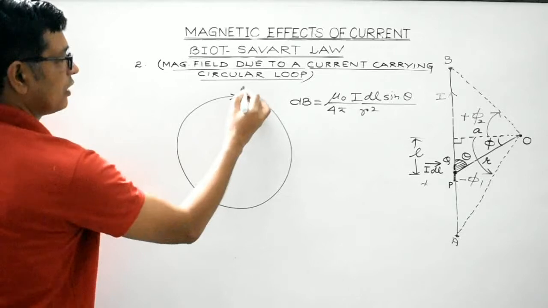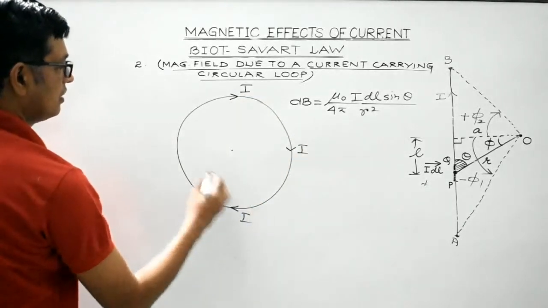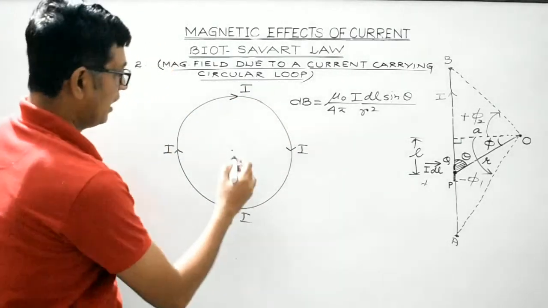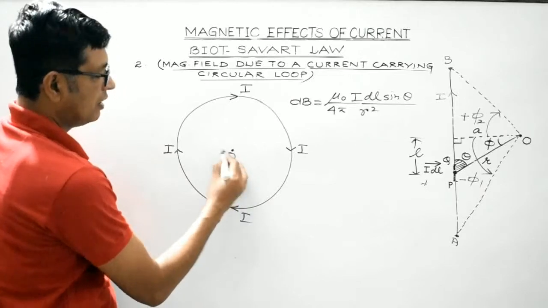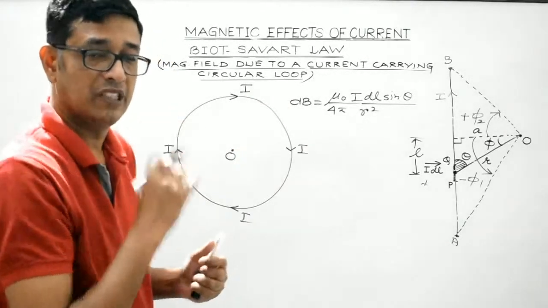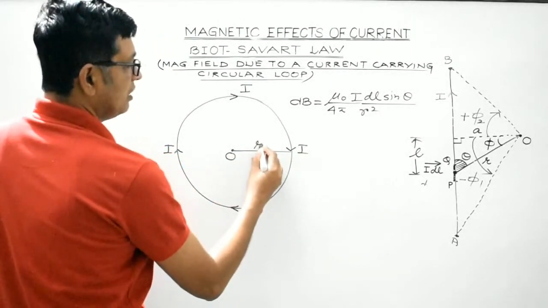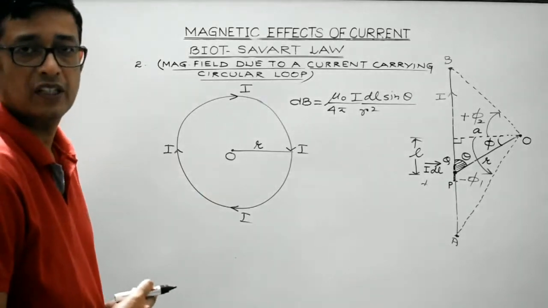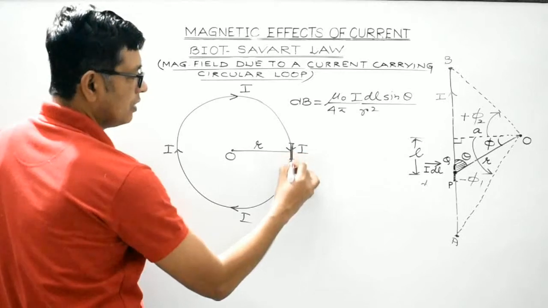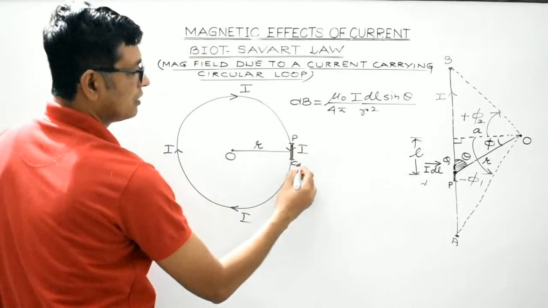Suppose current is flowing in the clockwise direction. This is the direction of flow of current. And this loop consists of a single turn and let O be the center where the magnetic field due to this current carrying loop is to be determined. And also suppose R be the radius of the loop under consideration. Let's consider a small elementary portion. This small elementary portion is considered to be PQ. This is P and this is Q.